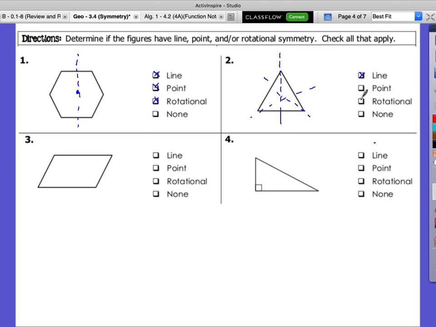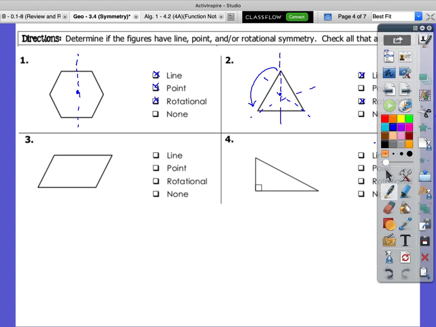Rotational. Okay, it's not the same upside down, so it's not point. But if you rotate it a third of the way around, make this part of the triangle over here, it's still the same triangle. If you take that triangle and rotate it a third of the way around, you still get the same triangle there. Does that make sense? Yes.